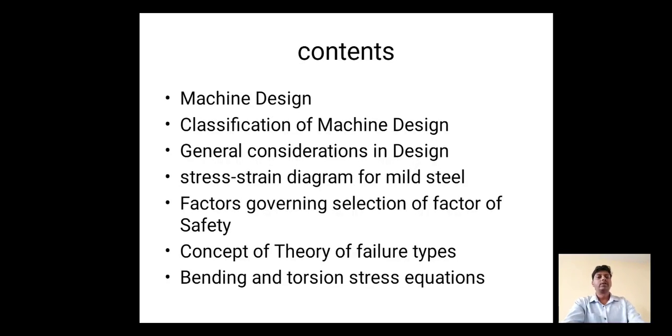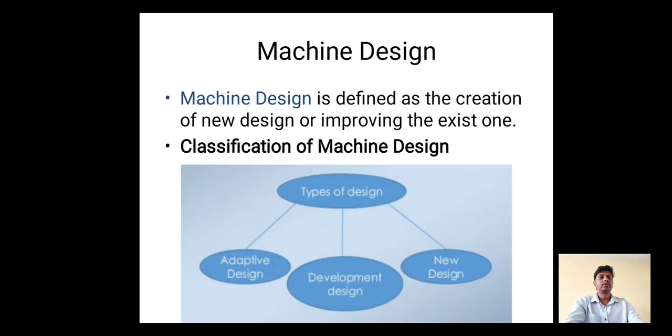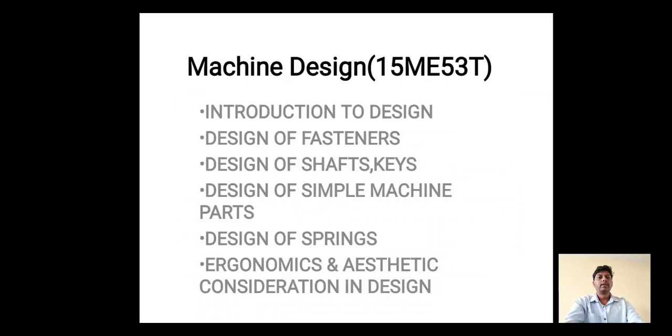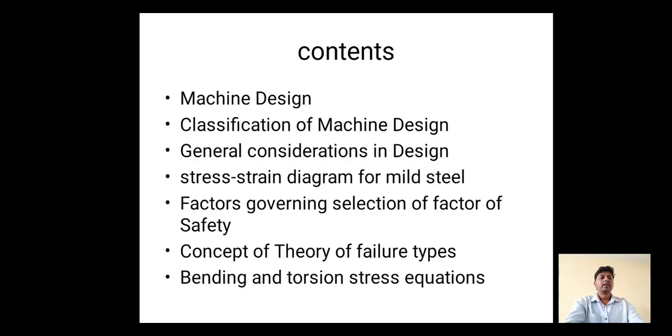So in this first unit, what all contents are there? In the first unit, introduction to machine design, we have learned what machine design is. Then the different classifications of machine design, that is adaptive design, new design, development design, all that we have discussed. Then general considerations in design, that is what is load, what is stress, what is strain. All those things we have discussed.